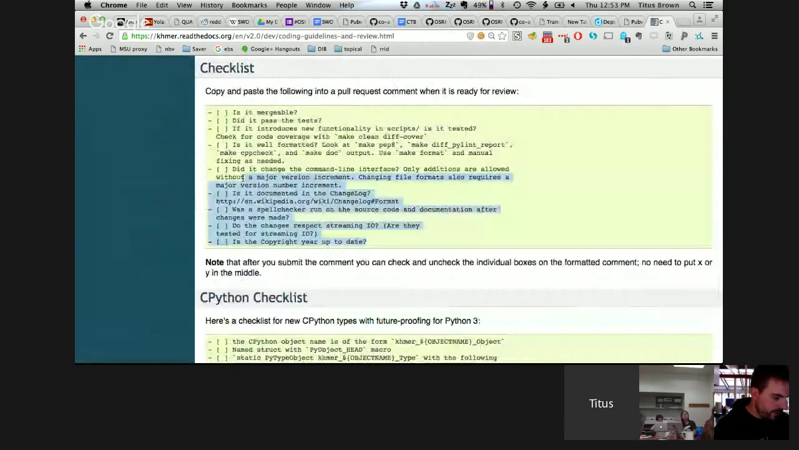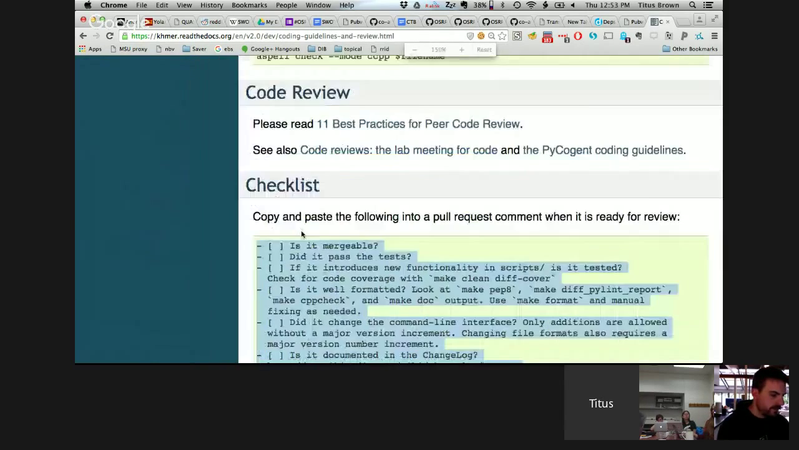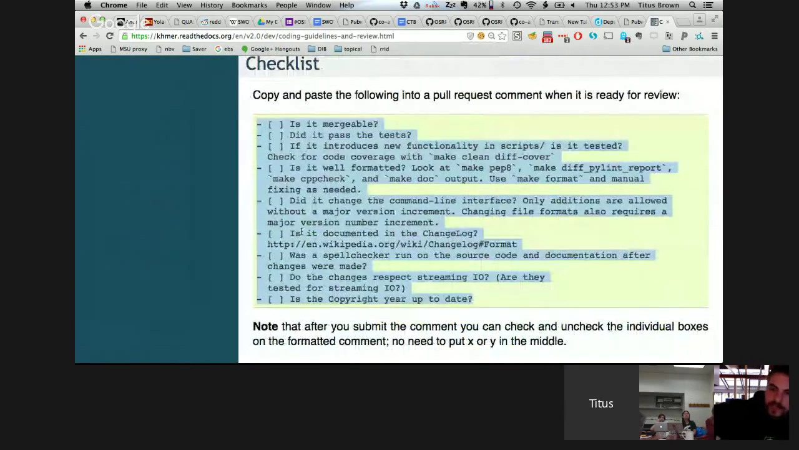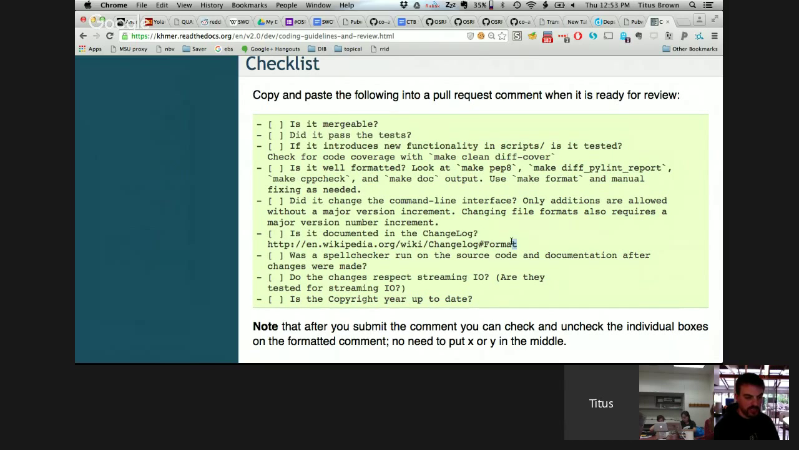So, when you want to merge something into our GitHub repository, here are the rules. You need to create a pull request on GitHub that's mergeable, that passes our automated tests, which cover about 90% of the code base. If you introduce any new functionality, you need to make sure it's tested. You need to make sure the formatting's right. You need to make sure you didn't change the command line interface, because then we update the versions. You should actually add something into the change log. You need to make sure you're running spell checkers. And then you need to update the copyright, and there's some other technical requirements.